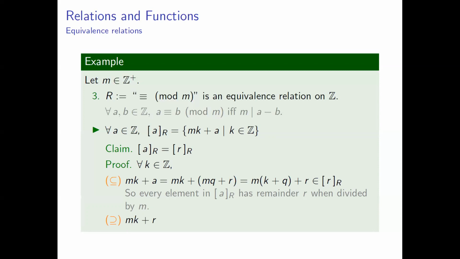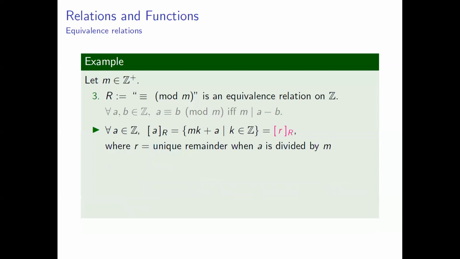Now, mk plus r can be written as mk plus a minus mq, which is equal to m times k minus q, plus a, which is an element of the equivalence class of a. This shows that the equivalence class of r is a subset of the equivalence class of a. It follows that the equivalence class of a is indeed equal to the equivalence class of r, where r is the unique remainder when a is divided by m.